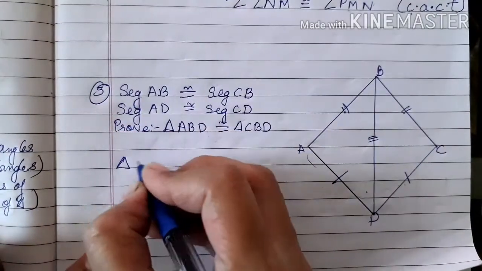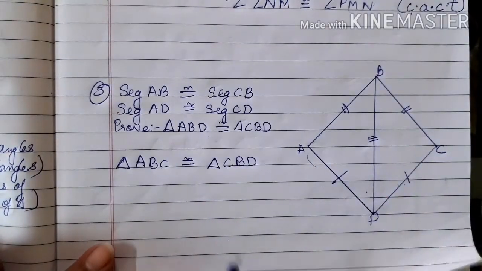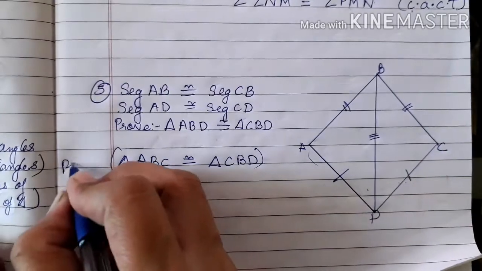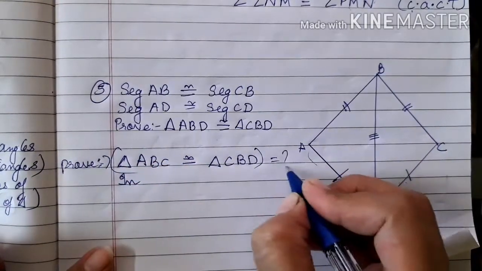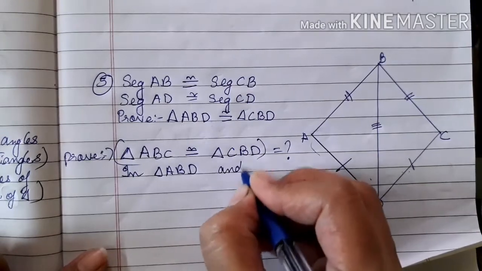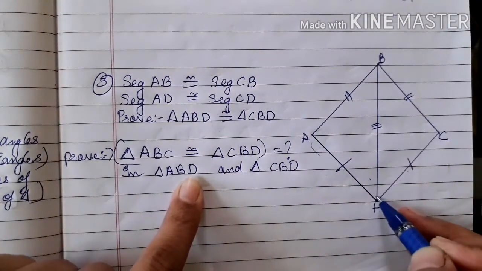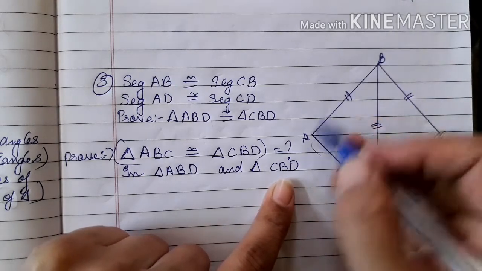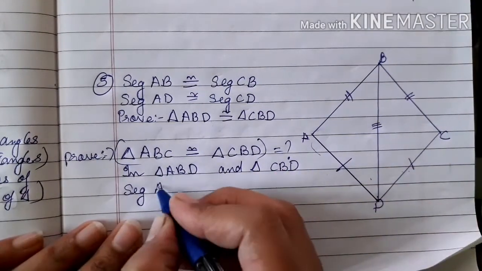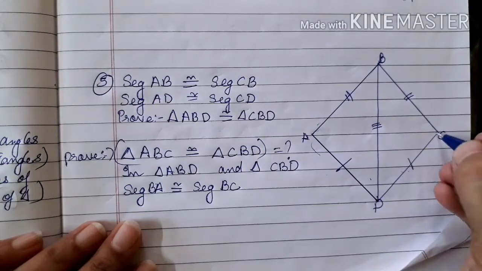So first write triangle ABC is congruent to triangle CBD. Now for this, what do we have to write? We have to prove this. So starting with, in triangle ABD and triangle CBD, ABD and CBD go in the same direction that you are taking this triangle. So after this, first segment BA is congruent to segment BC. BA is congruent to BC.